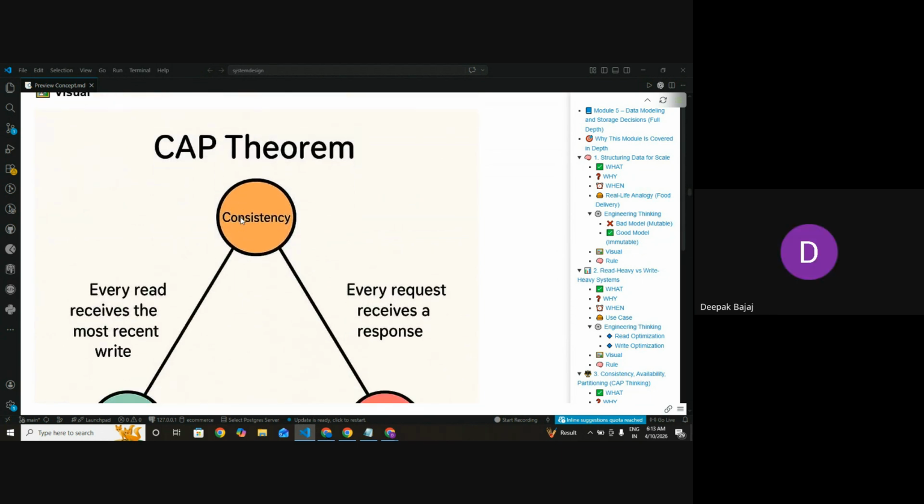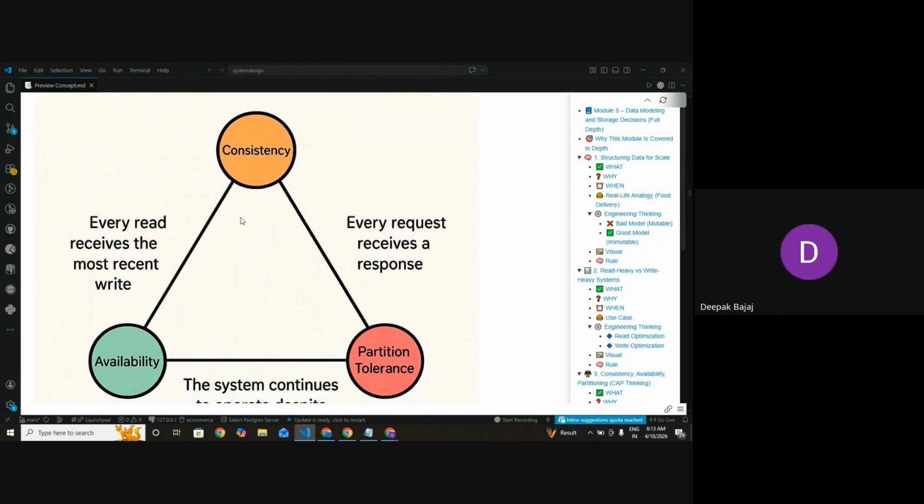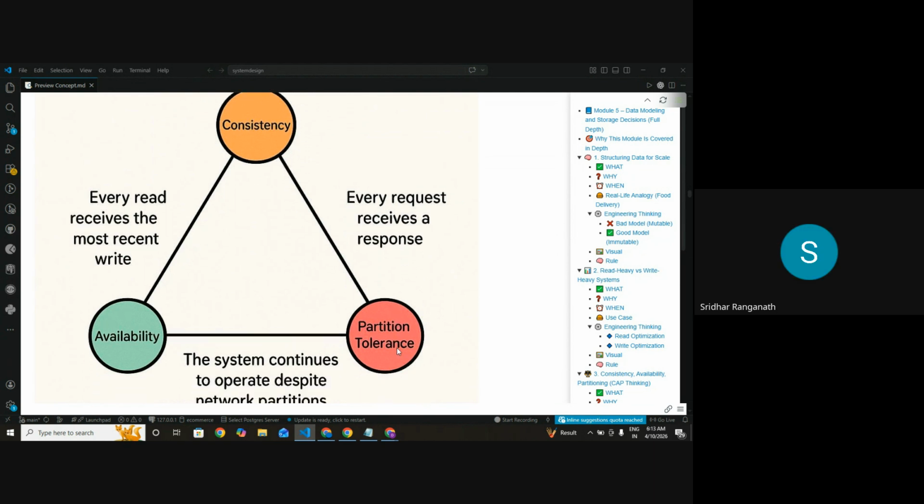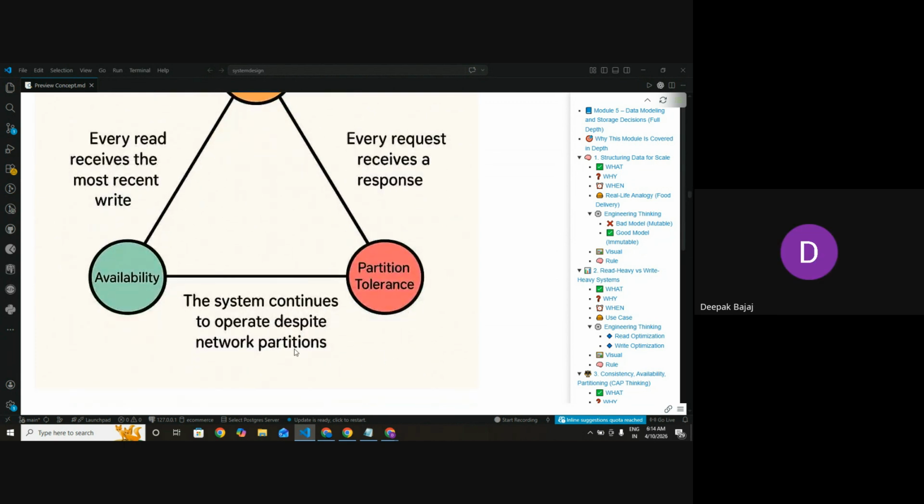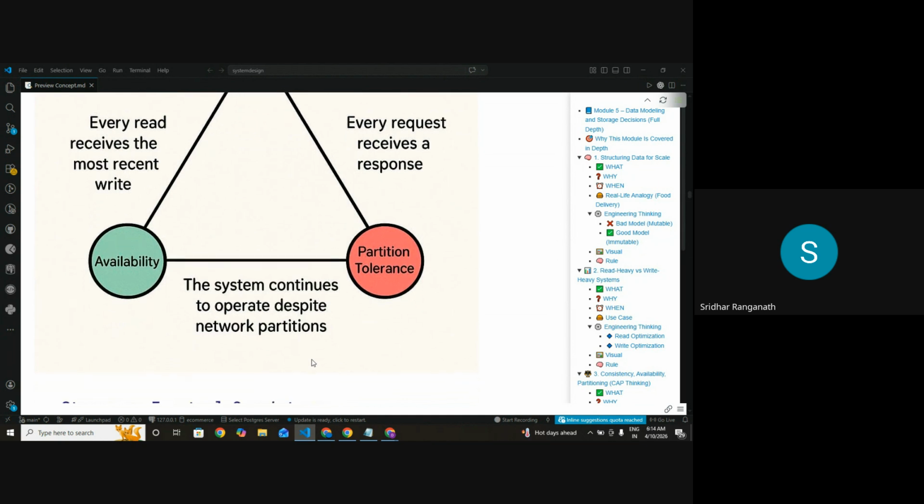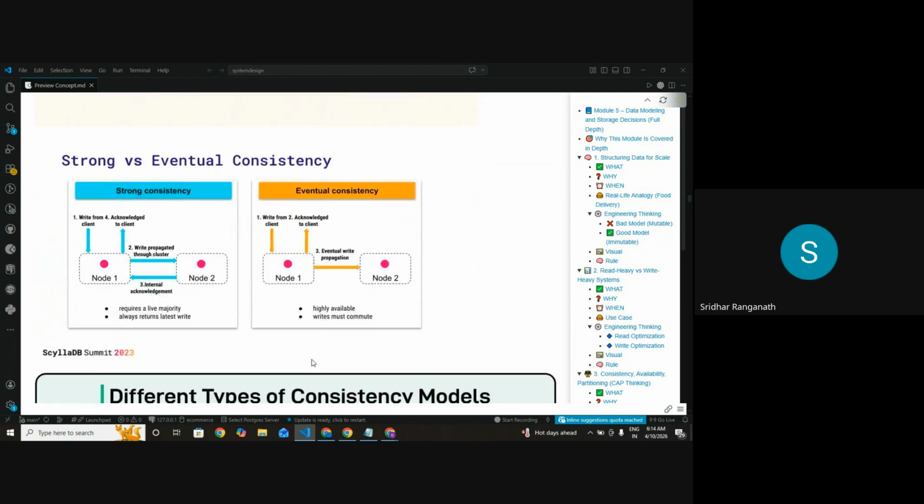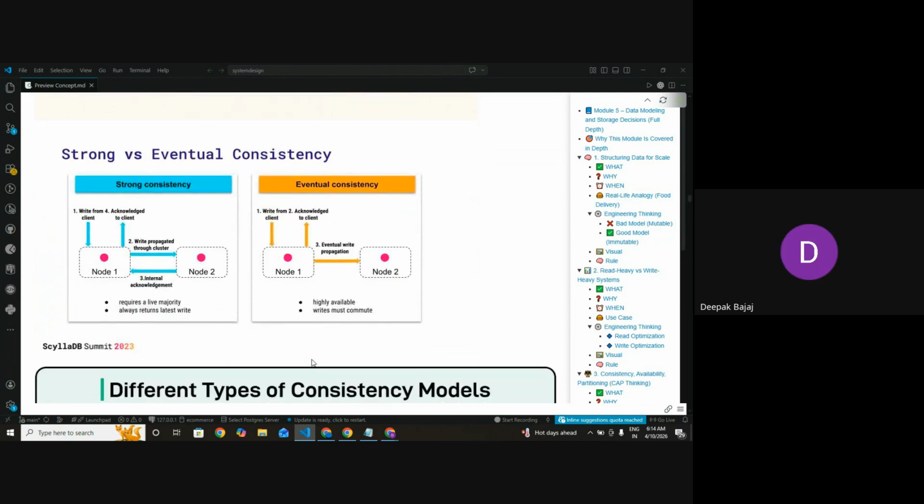So CAP theorem: every read receives the most recent write. Am I right? Perfect. Every request receives a response. Okay. The system continues to operate despite network partitions. Right. Strong versus eventual consistency. Eventual. Okay.